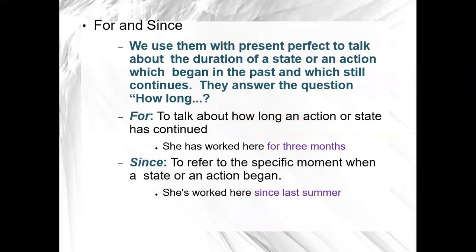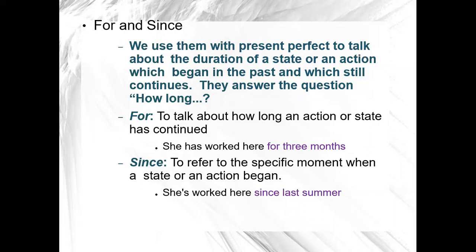For and since, we use them with present perfect to talk about the duration of a state or an action which began in the past and which still continues. They answer the question, how long? For, to talk about how long an action or a state has continued. She has worked here for 3 months. The question is, how long has she worked here? She has worked here for 3 months.